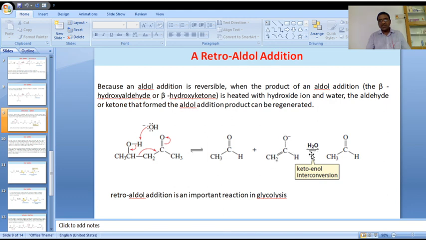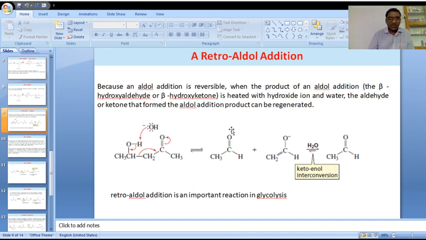The enolate ion reacts with water. Here is the keto-enol interconversion. The negatively charged electrons shift to this side, the pi bonded electrons shift to CH2, and CH2 gets negative. It abstracts hydrogen from water. Again OH minus ion is produced, and this aldehydic functional group is regenerated from this reaction.